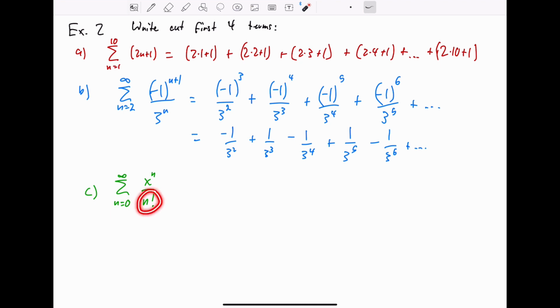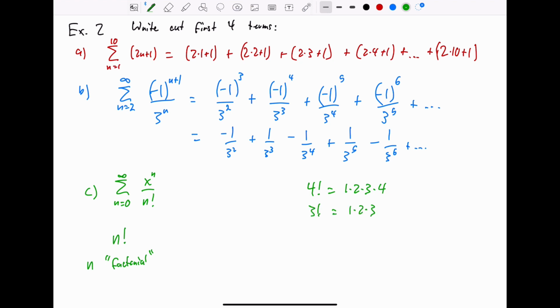Now we need to talk about this n exclamation. This is called n factorial. So before we expand out some of the terms here, let's first focus on this n factorial business. Factorial tells us to multiply all the numbers from 1 up to n. For example, 4 factorial is 1 times 2 times 3 times 4. 3 factorial is 1 times 2 times 3. 2 factorial is 1 times 2. 1 factorial is 1, just 1.